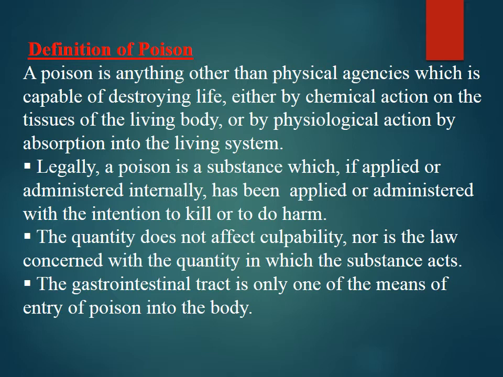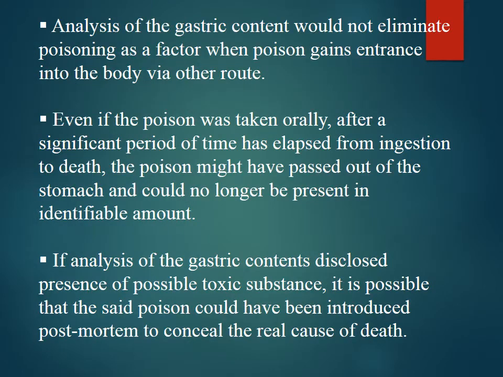The gastrointestinal tract is only one of the means of entry of poison into the body. So meaning, poison can enter other parts of the body, for example, by injection. And in this scenario, the person uses poison through the gastrointestinal tract. For example, the killer placed a poison in the food of the victim. Analysis of the gastric content would not eliminate poisoning as a factor when poison gains entrance into the body via another route. Even if the poison was taken orally, after a significant period of time has elapsed from ingestion to death, the poison might have passed out of the stomach and could no longer be present in identifiable amount.